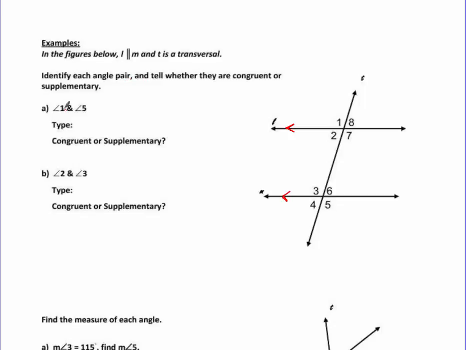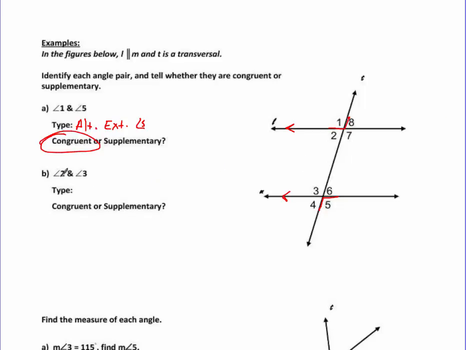So angle 1 and angle 5. Angle 1 and angle 5, alternate sides of the transversal, exterior of the two lines, so those are alternate exterior angles. Now, our postulate said that if two parallel lines are cut by a transversal, then alternate exterior angles are congruent. But you can just look and see obtuse, obtuse, parallel lines, congruent.